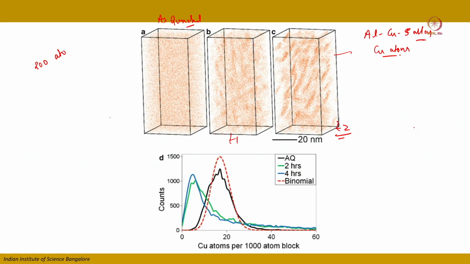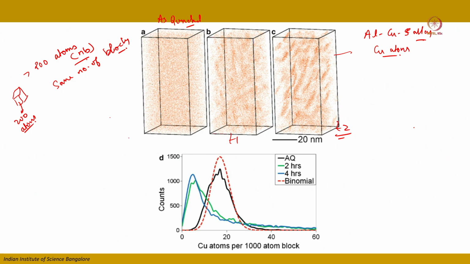Now here, each data set is divided into equal blocks of 200 atoms, and these contain the same number of blocks. So each data set is divided into equal blocks of 200 atoms. It means each block contains 200 atoms, and each data set has the same number of blocks.